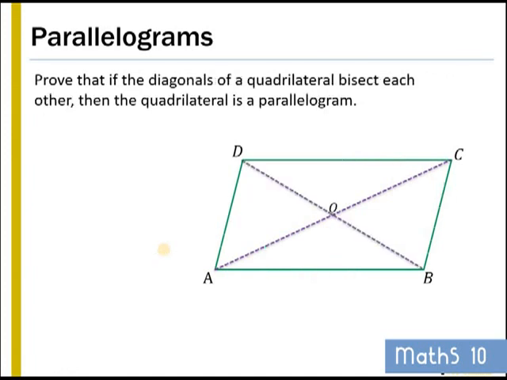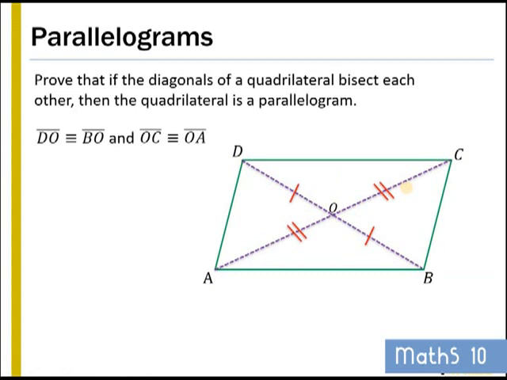The fourth proof is prove that if the diagonals of a quadrilateral bisect each other, then the quadrilateral is a parallelogram. So in this case, we're assuming that O is the midpoint of AC and also the midpoint of BD.